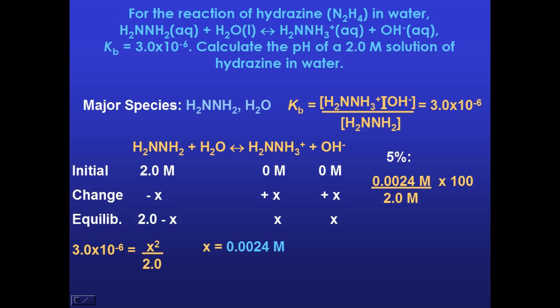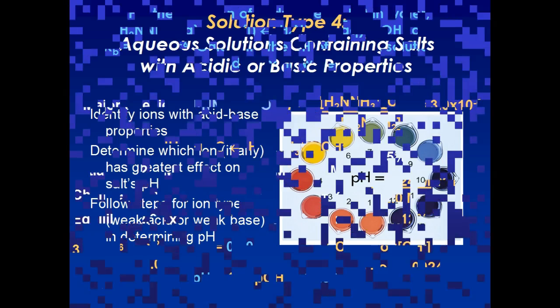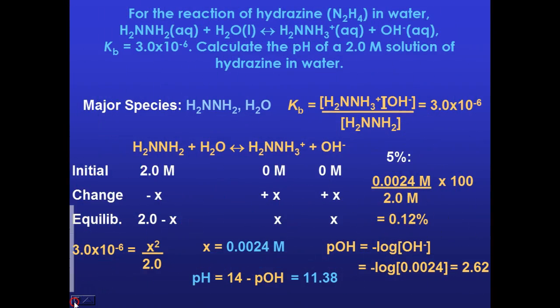Again, you're never going to have to do this. I'm not going to give you a situation where it will not be met. This one is well under 1%, so we're good to go. So I can take that x and use that to find my pOH, 2.62. And now I can use that to work backwards to find my pH, 11.38. Alright, and I believe that's it for those examples. Yeah. That's it for the base examples.